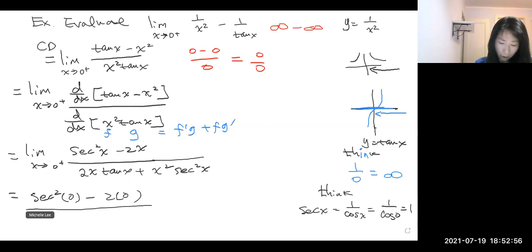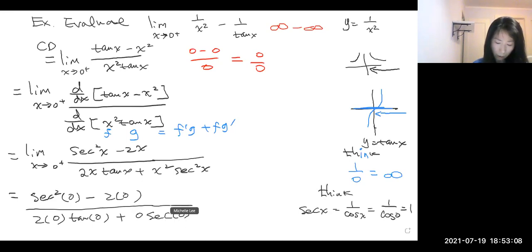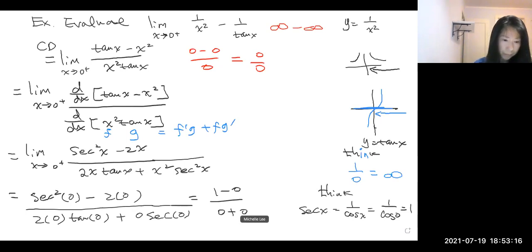So for the polynomial, we can do that. 0, tan 0, 0 plus 0 and secant 0. Then 1 minus 0 over 0 plus 0, right? You see? Okay, then what do you get for this one?